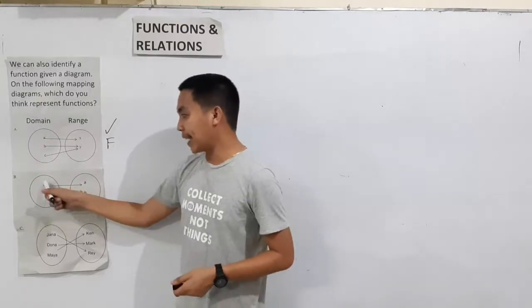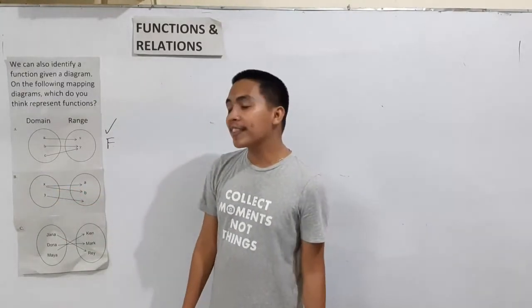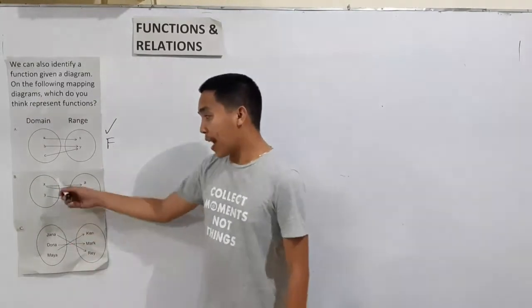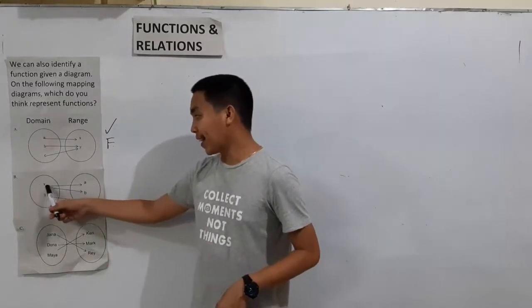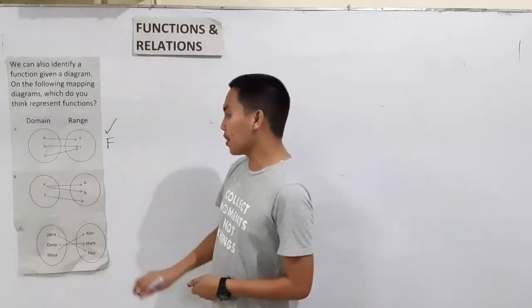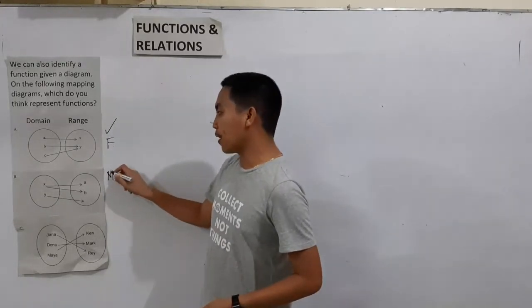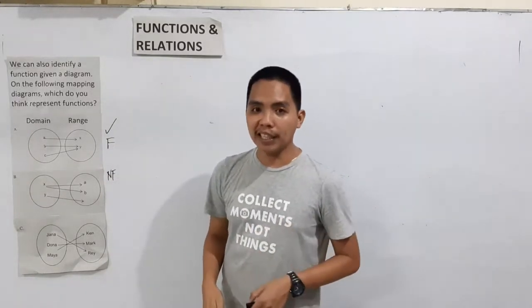We have the domain X and Y. However, the arrow was used twice: X to the A, X to the B. So, letter B is not a function, just a mere relation.